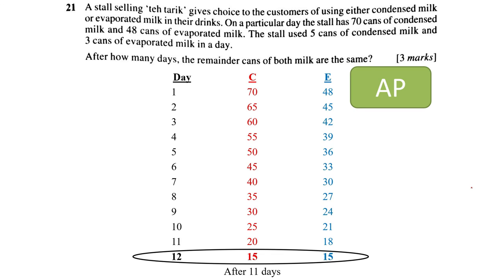Once you list down the condensed milk from 70 until 15, you will get your first mark. You list down the evaporated milk from 48 until 15, you will get your second mark, and your third mark is your answer, after 11 days.